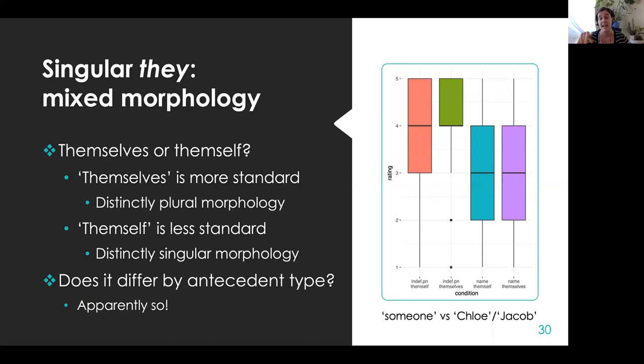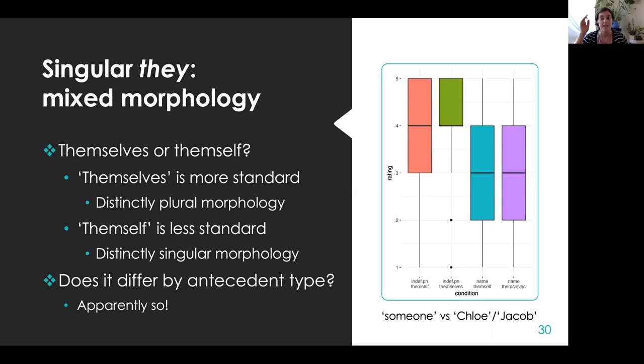And there were definitely people who rated some sentences at the very bottom of the scale consistently. So it's not that people didn't use the whole scale. It really is that these name plus themselves and name plus themself sentences are just sort of middling for these people, for my participants. So it does seem to differ by antecedent type how we consciously think about themselves and themself. And there is a little bit of a difference between themselves and themself with our indefinite pronoun antecedents.